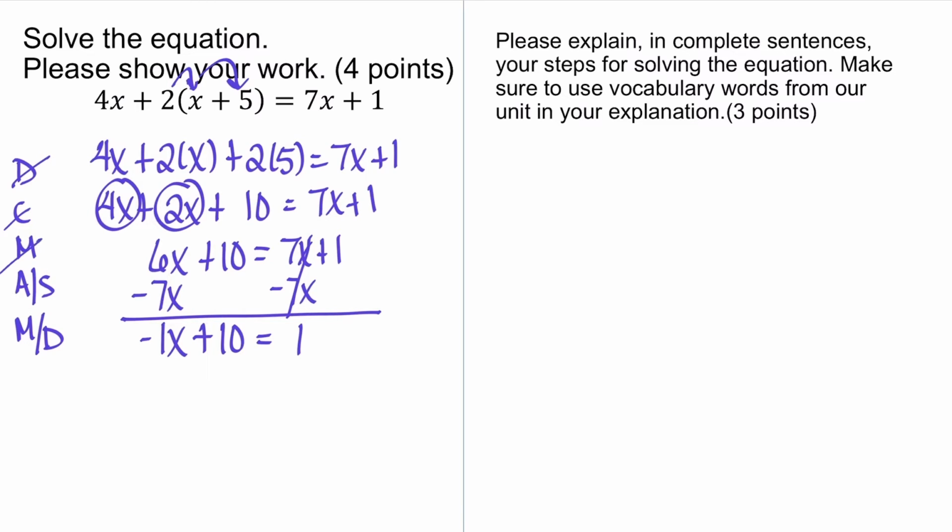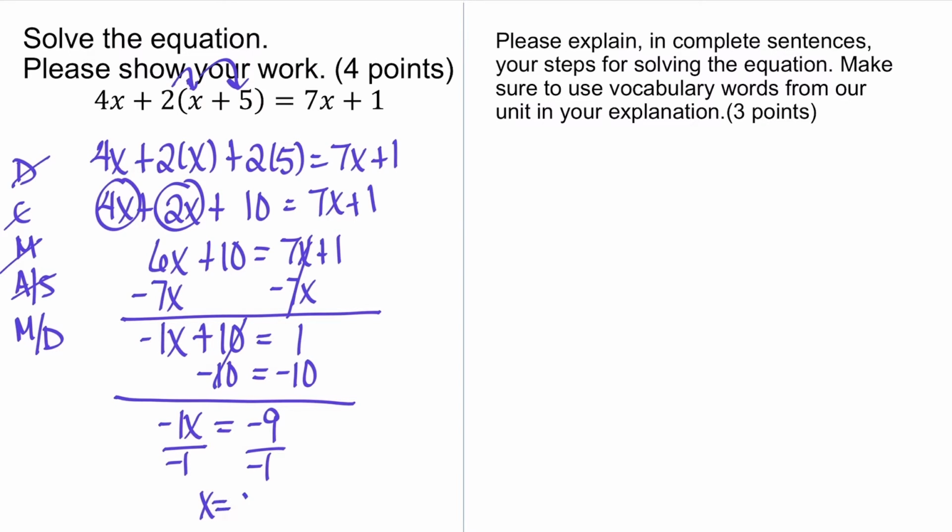Now I need to add or subtract. I have a plus 10, so I'm going to do the opposite, and I'm going to subtract 10 from both sides. So on the left side, that leaves me with negative 1x. Plus 10 and minus 10 cancel, and then we have 1 minus 10, which is negative 9. Now I need to multiply or divide. I have negative 1x, so I'm going to divide both sides by negative 1, and I'm going to get x equals 9.